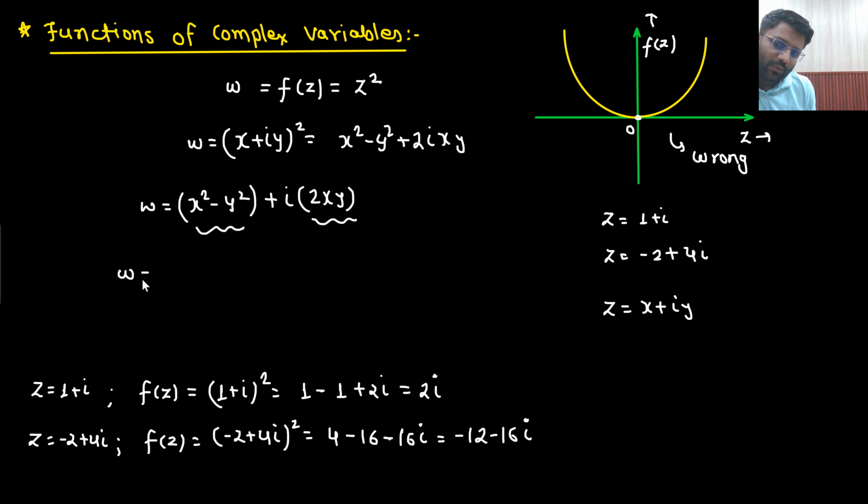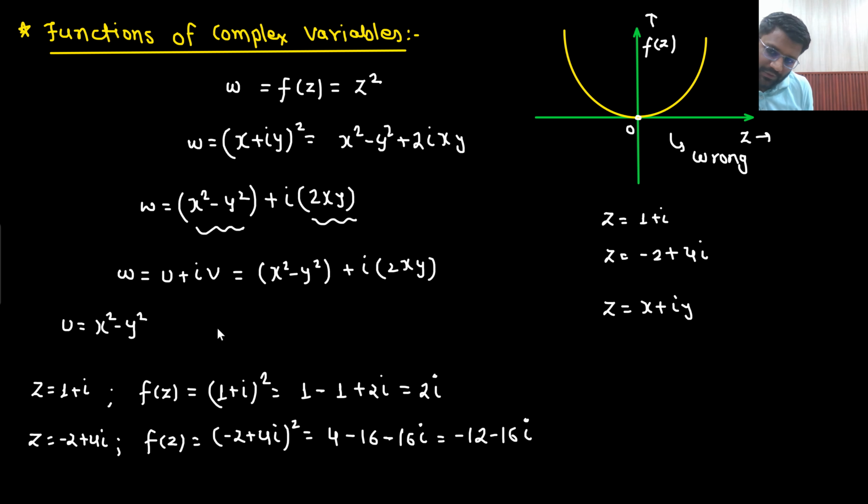So omega is coming out to be a function of u plus iota v. What will I plot? U plus iota v, which is looking like x square minus y square plus iota 2xy. That means u is x square minus y square and v is your 2xy. So based on the value of x and y, you can find out the value of u and v. If x is 1 and y is also 1, so if you put 1 comma 1 here, u is coming out to be 0 and v is coming out to be 2.